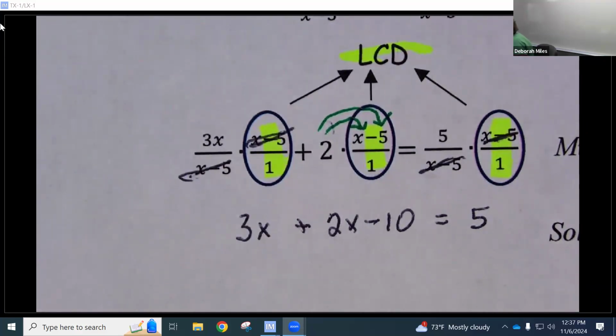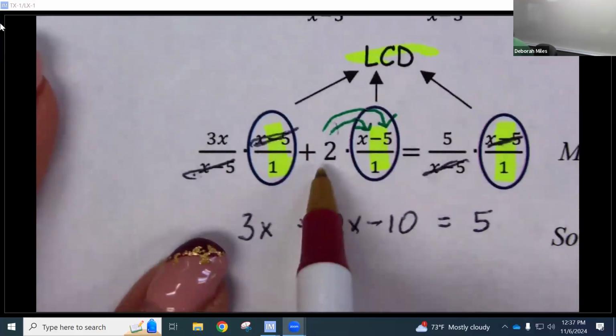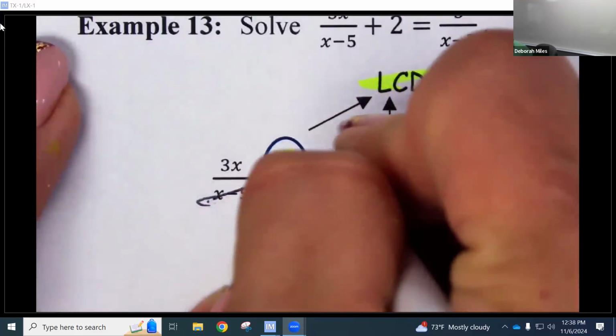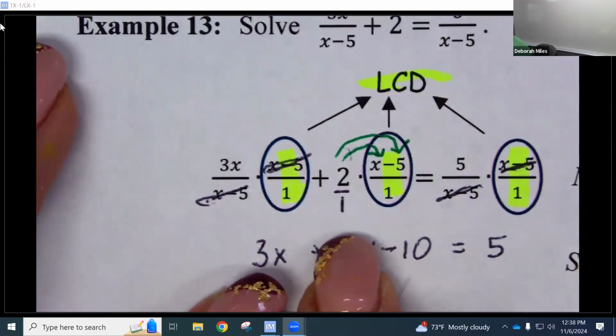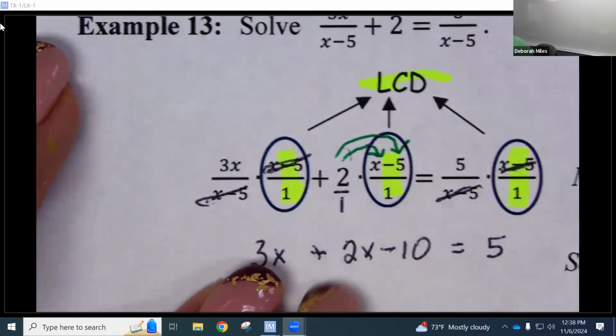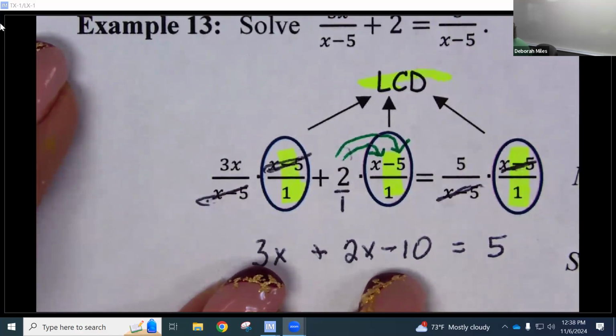What about the 2 times the 1? Well, that's a great question. Any whole number can be written as over 1. 2 is 2 over 1. So when I multiply the 1's in the denominator, I could put this over 1, but I just don't need to.